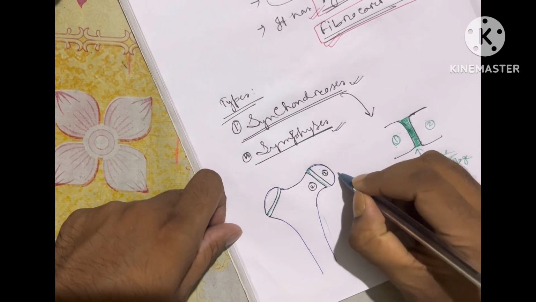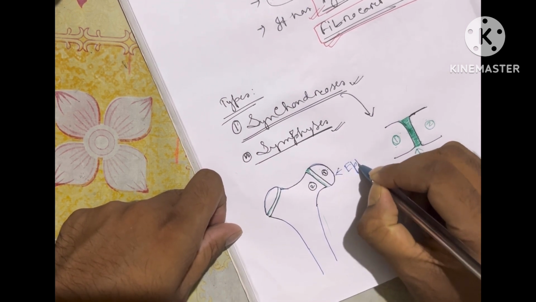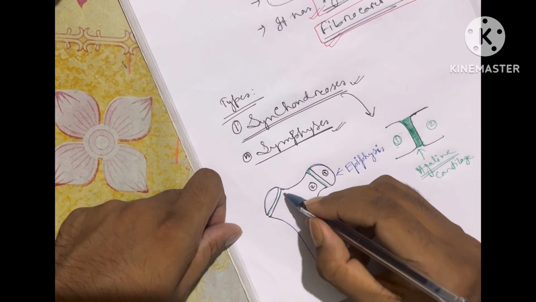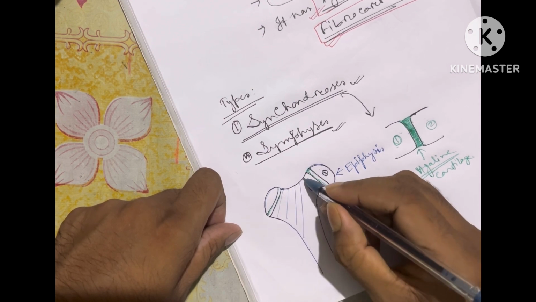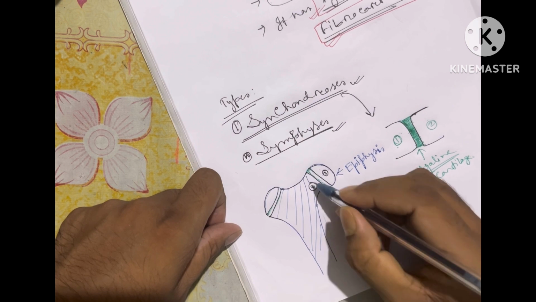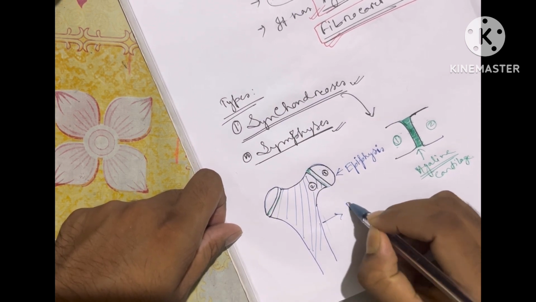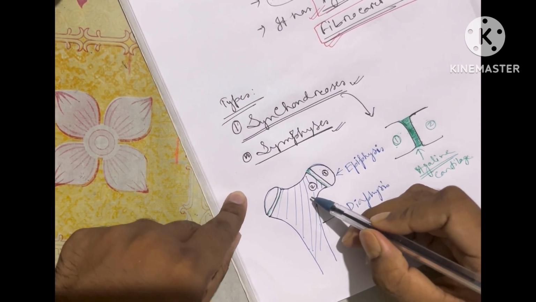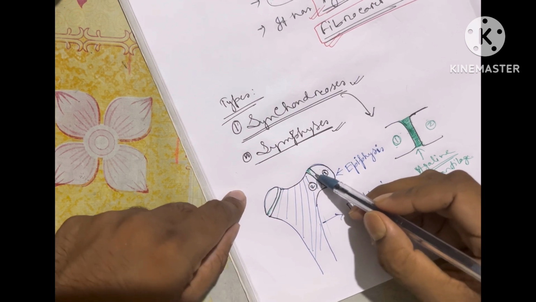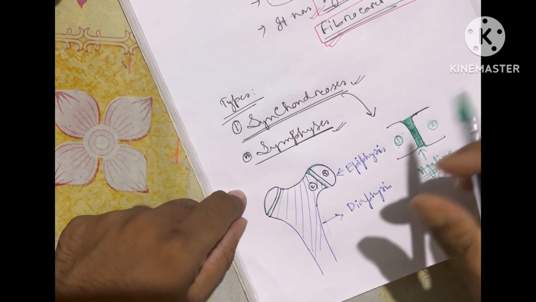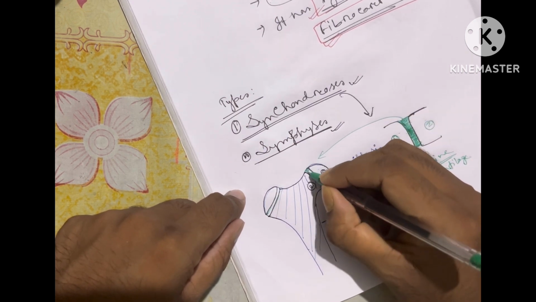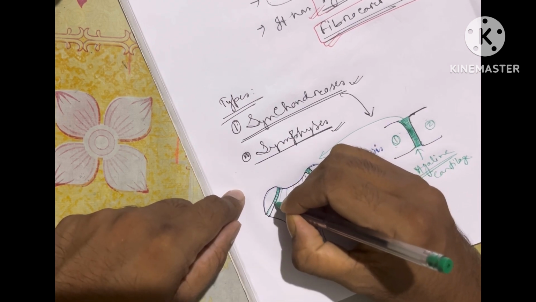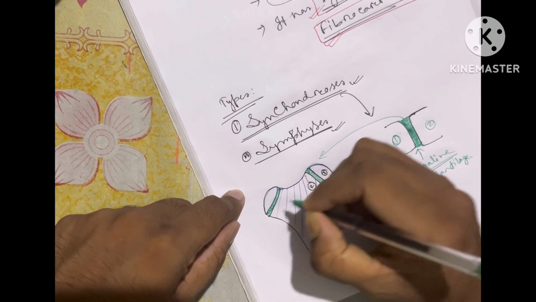This crown-like structure is called the epiphysis, and this portion is called the diaphysis. So in a newborn baby or young adults, you can find that their epiphysis and diaphysis are connected with some kind of cartilage, and that cartilage is just like this one, the hyaline cartilage. So this hyaline cartilage occupies the gap between the epiphysis and diaphysis.